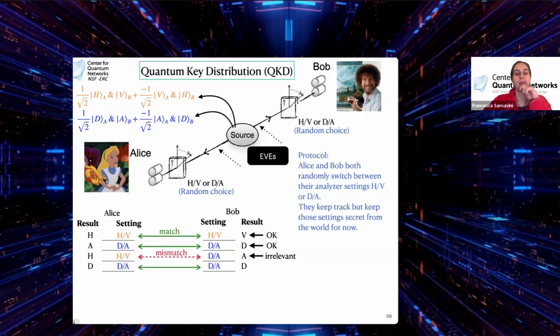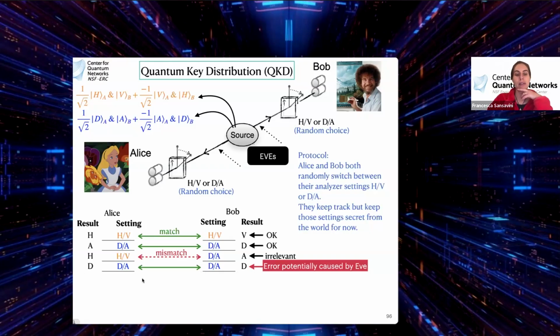And now the fourth try, they still use the DA settings, but this time something weird happens, which is that Alice gets D, but also Bob gets D. And this is an error. It's an error because we know that when Alice gets D, if we look at the blue state, the entangled state is made in such a way that when Alice gets A, the correlation brings Bob to also have A.